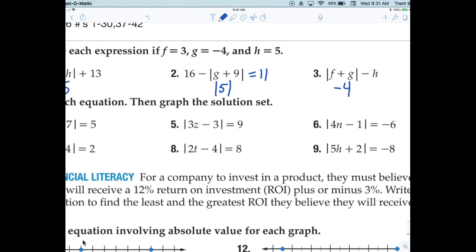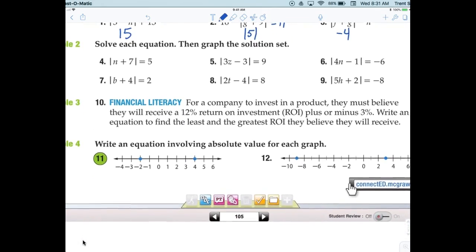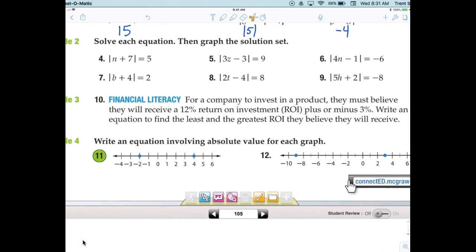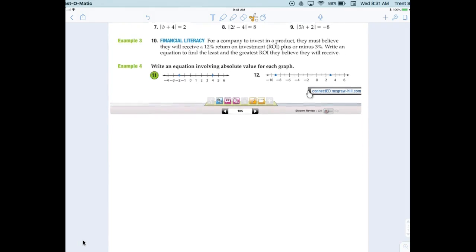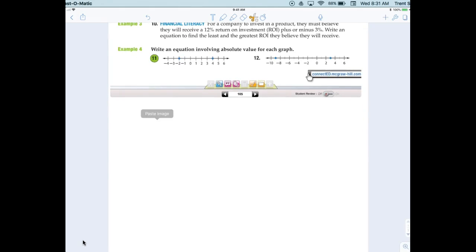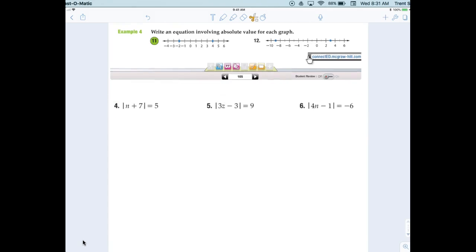All right, now we're going to learn about how to solve absolute value equations. When we solve absolute value equations, there is what's referred to as a little algorithm for that. So let me show you exactly what that means. Now, this is the note that you need.